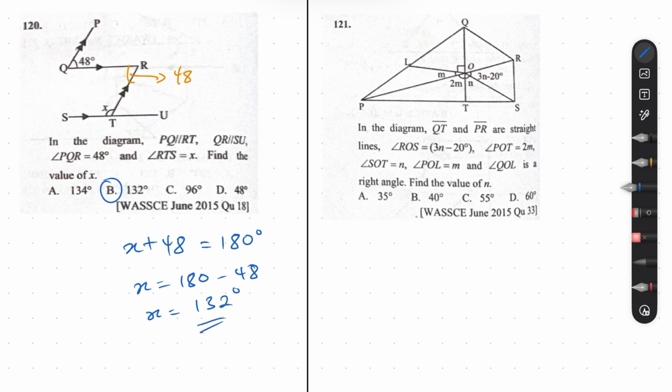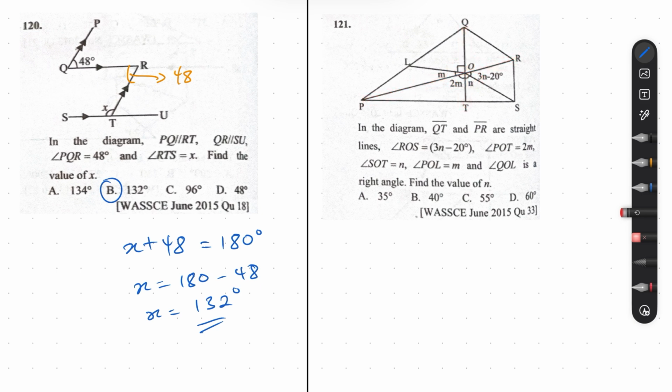All right. Question 121 says in the diagram, QT and PR are straight lines. This is very important. QT and PR are straight lines. That means they cross each other at this point. If they cross each other, we would have vertically opposite angles. Cool. So this angle here will be the same as this angle here. And then this angle here will be the same as this angle here. Keep that in mind.